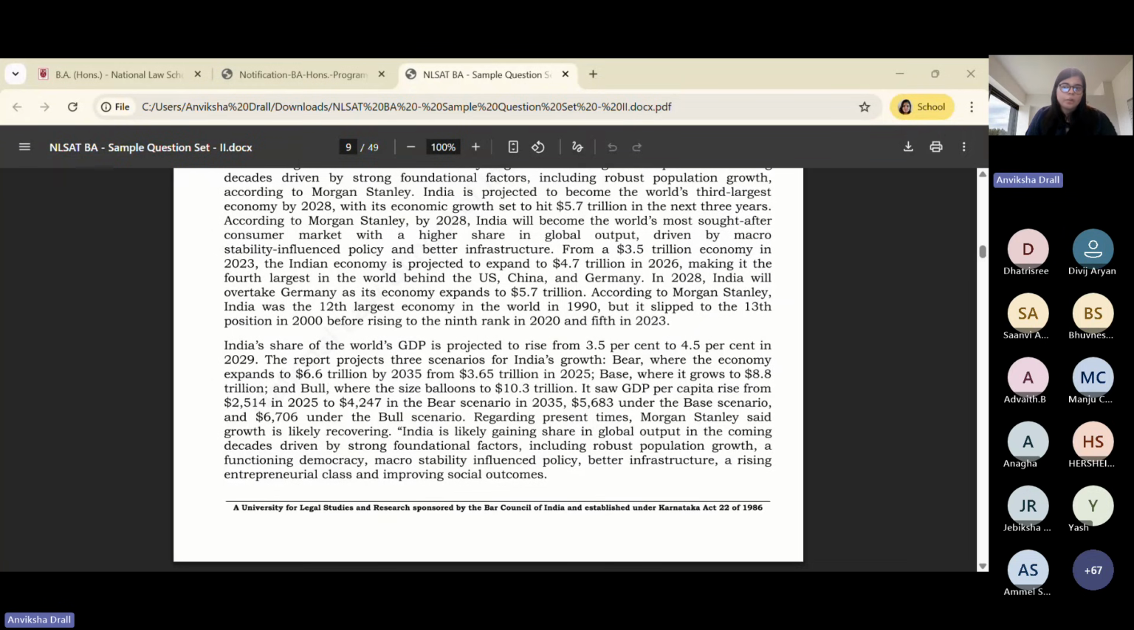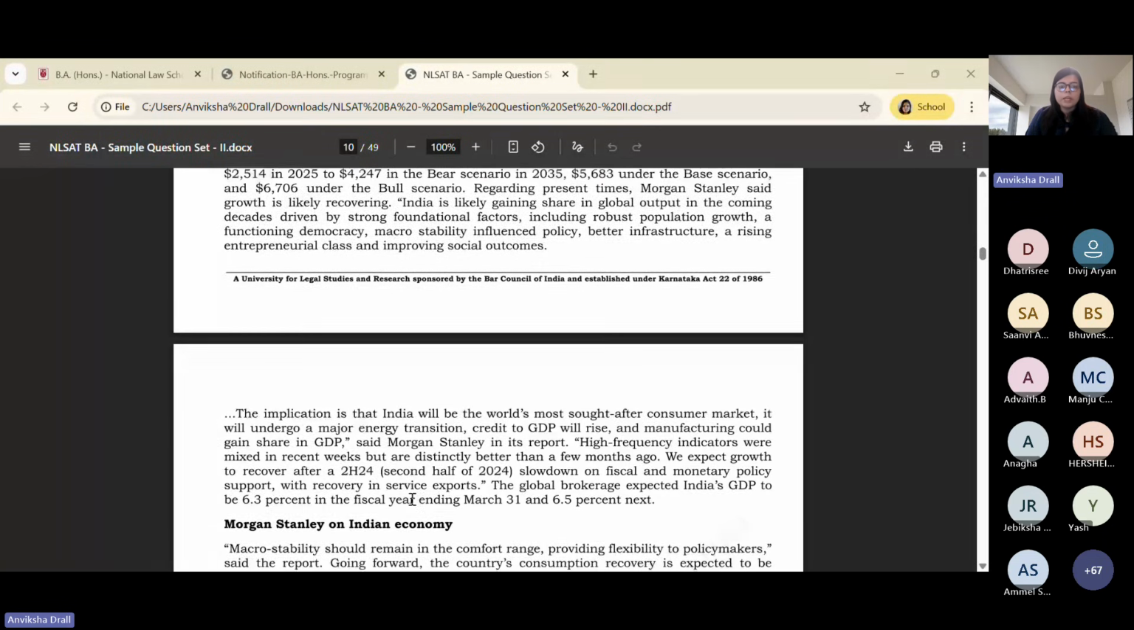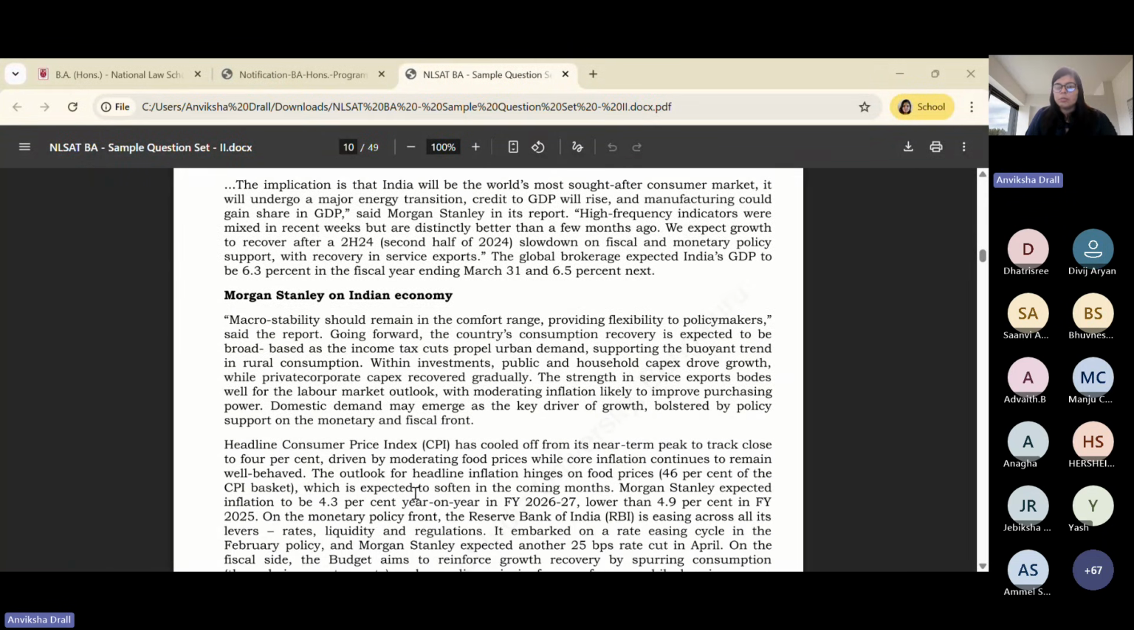Regarding present times, Morgan Stanley said growth is likely recovering. India is likely gaining share in global output in the coming decades, driven by strong foundational factors, including robust population growth, a functional democracy, macro stability, influenced policy, better infrastructure, a rising entrepreneurial class, and improving social outcomes. The implication is that India will be the world's most sought after consumer market. It will undergo a major energy transition. Credit to GDP will rise, and manufacturing could gain share in GDP, said Morgan Stanley in its report.